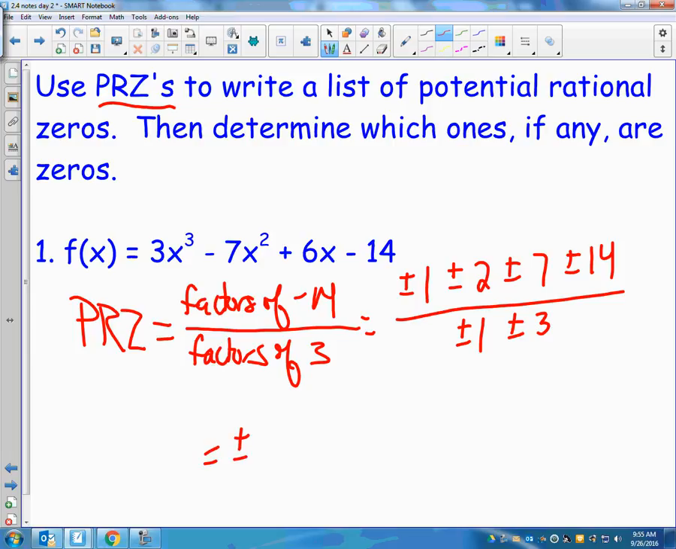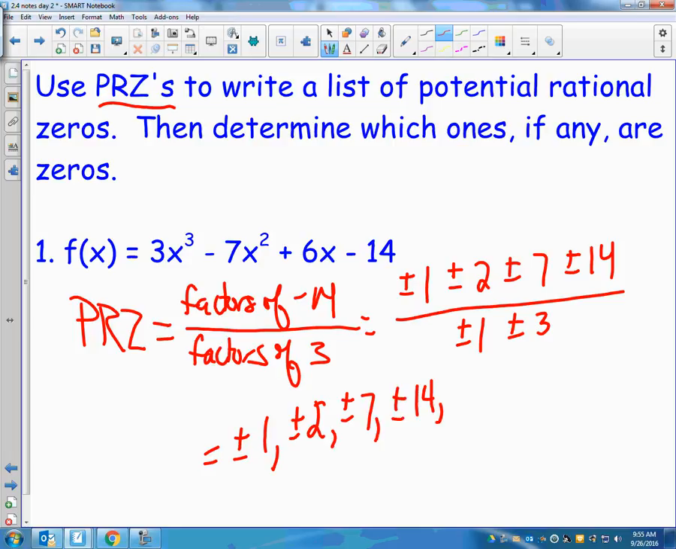So the easy one is we could put all of these numbers over 1, right? 1 over 1 is just 1, 2 over 1, 7 over 1, 14 over 1. So they're just all the top numbers. So we could have plus or minus 1, plus or minus 2, plus or minus 7, plus or minus 14.